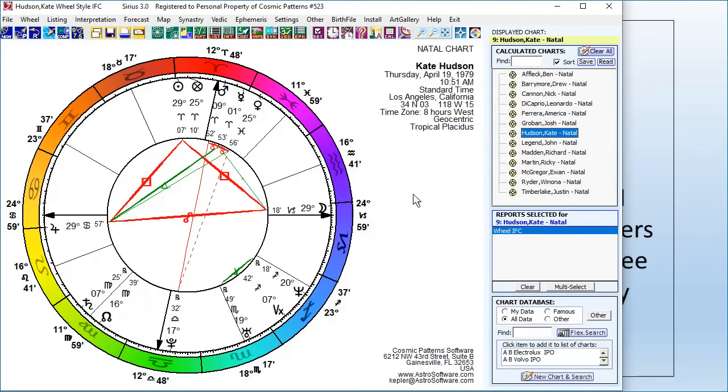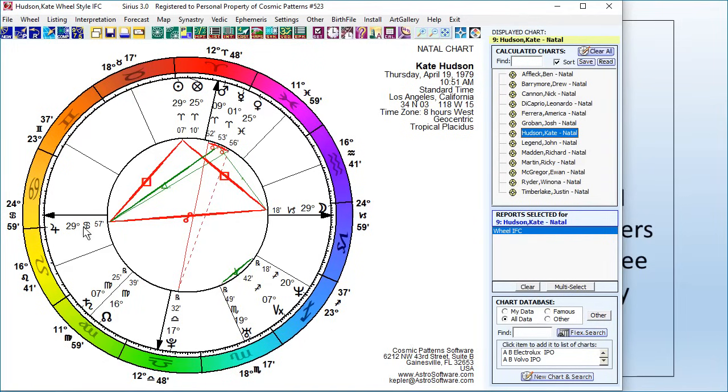Actress Kate Hudson. We see these thick lines. Moon 29 degrees 18 minutes. Sun 29 degrees 7 minutes. She has a very strong Sun-Moon square. And Jupiter at 29 degrees 57. They're all at 29 degrees.